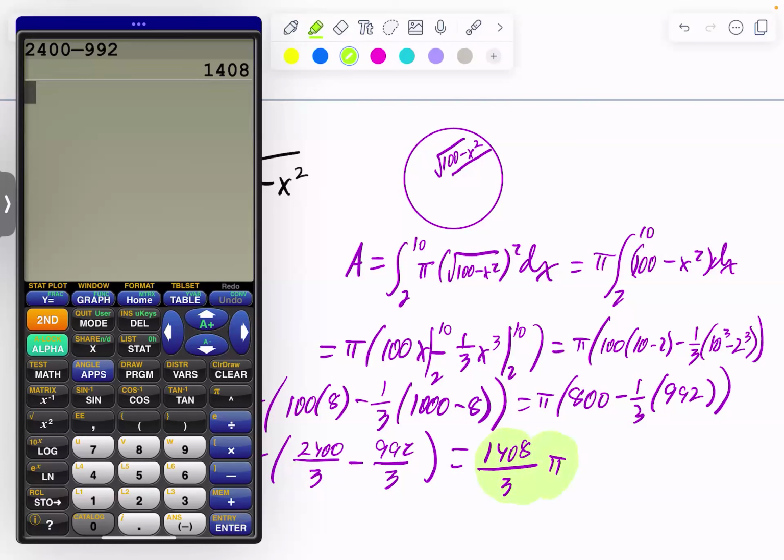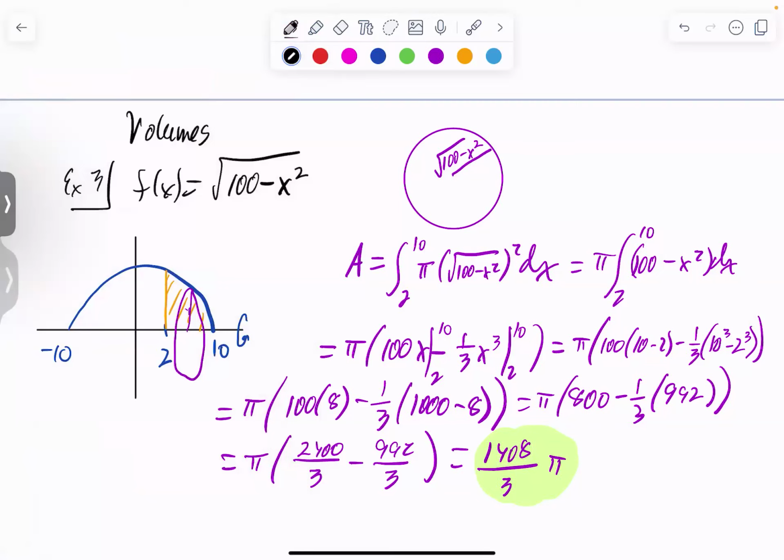Now we could get some sort of a decimal approximation by dividing that and multiplying by pi and stuff, but typically in a math class, we like to leave things in exact form if possible. All right, let's keep going.